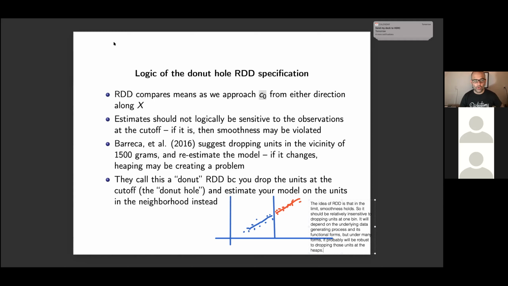So in the donut hole, you're basically going to drop the units at the cutoff and then estimate using the remaining data with a slightly larger cutoff window, because now it's C0 minus 1 and C0 plus 1 that you're using. Okay.